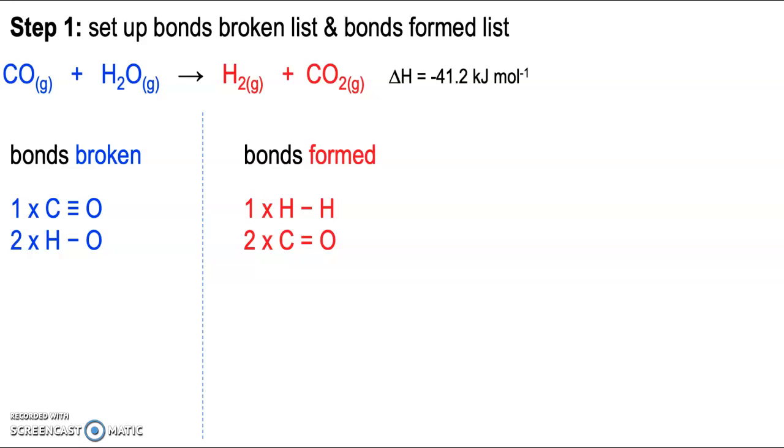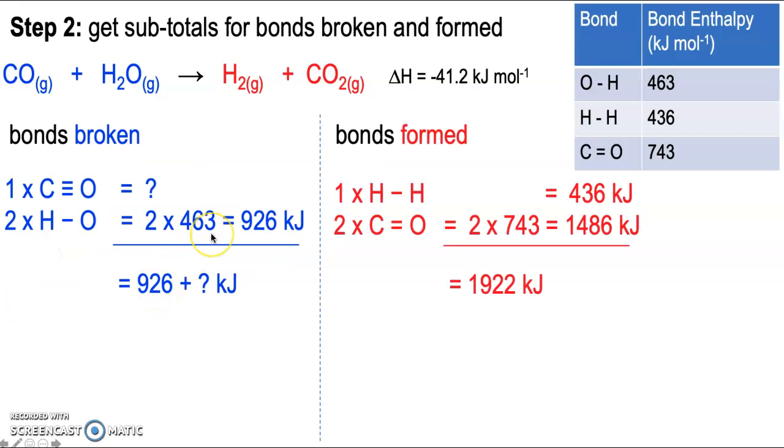Step 2 is to work out your subtotals. In this instance, we don't know this value, so we could assign it X, or what I've done here is a question mark. But we can sum up everything else. We can say 2 lots of the HO bond, so 2 lots of 463. When we do our subtotal here, it's going to be the 926 for the HO plus this mystery value X, or question mark. That's the subtotal for the bonds broken. Bonds formed, again we use the same process. You've got your 436 for this bond and 2 lots of 743. So you've got your subtotal there for the bonds formed.